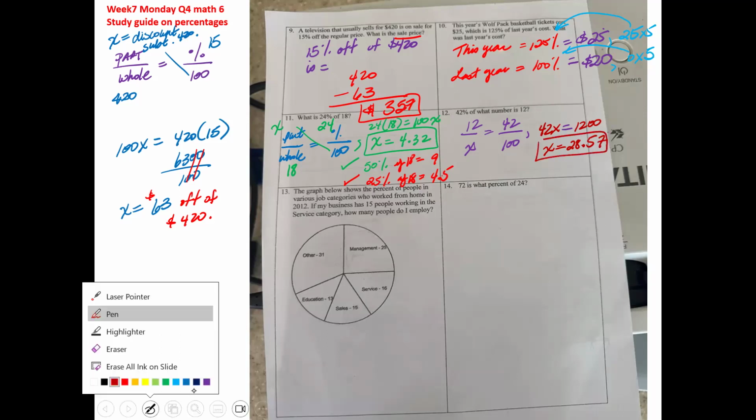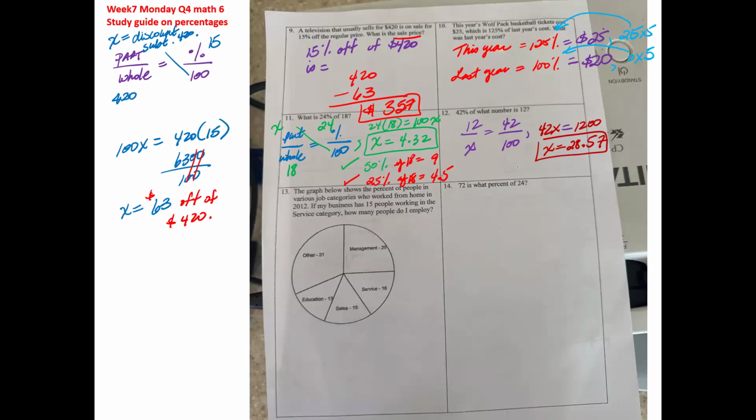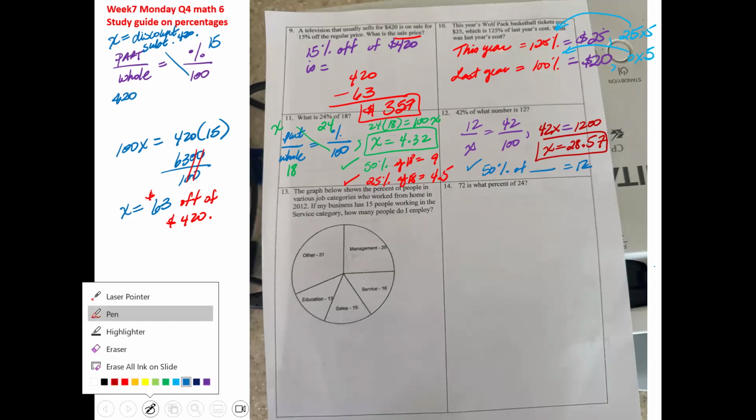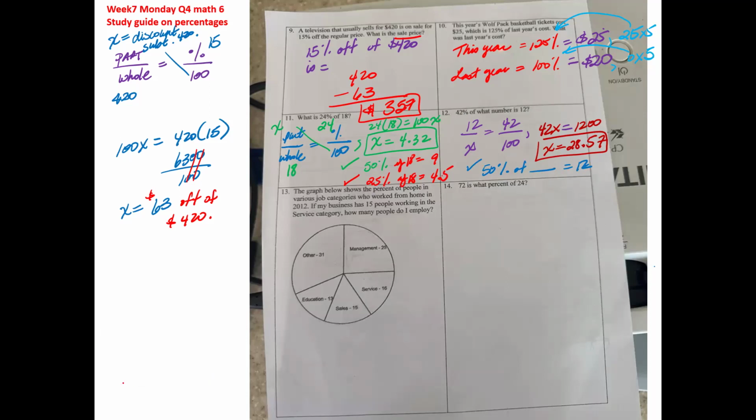Let's go ahead and see if this makes any sense. Okay, let's check it. Basically, what it's saying is, okay, 50%, because 42 is close to 50, right? Of what number is 12? So half of what number is 12? Half of 6 is 3. Half of what number is 12? 6.